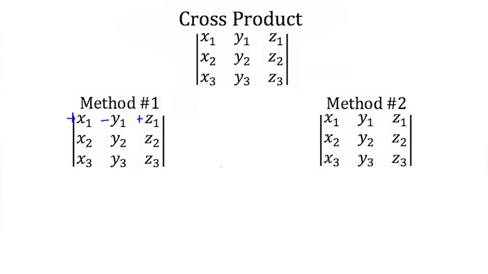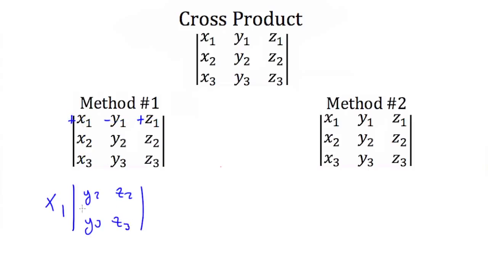Then I start with my x1 and I ignore both the row and the column that are next to x1. What I'm left with is y2, z2, y3, z3. I take this x1 that I've crossed out and I multiply it by the 2 by 2 determinant of y2, z2, y3, z3.